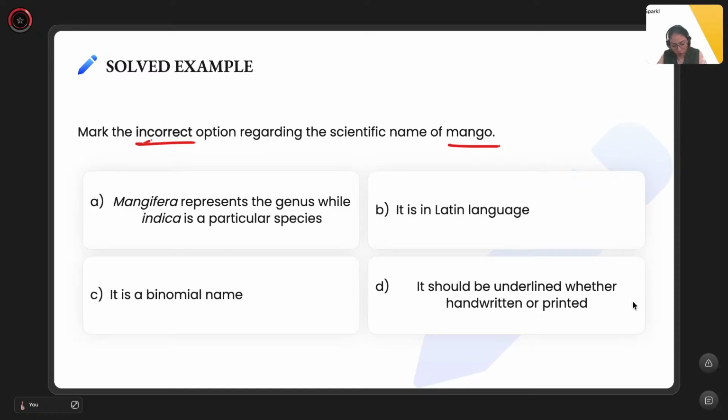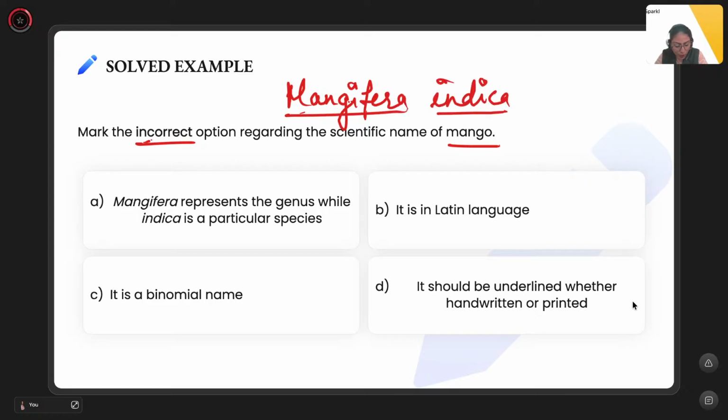So if you look at the first option, it says Mangifera represents the genus while Indica represents the species. This is absolutely true. In biological nomenclature, if I write the scientific name of mango together, it's Mangifera indica. Now, do you see how I separately underline these scientific names? Okay, whenever these scientific names are typed, they are italicized, but once they are handwritten, they are separately underlined. So yes, they are Latinized. They are derived from Latin language, and here the scientific name Mangifera indica is a binomial nomenclature. The scientific name is a binomial name.